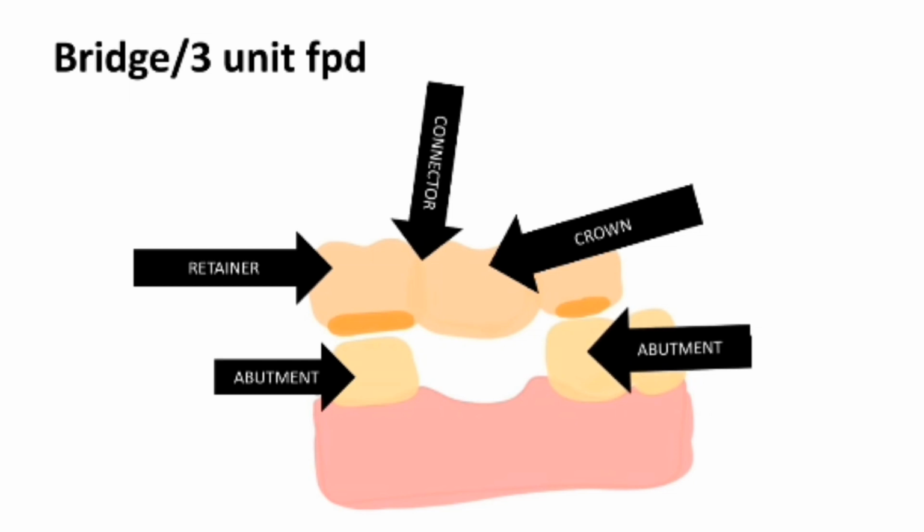The other one is the abutment. So abutment is a part of natural tooth, root or implant that serves to support and retain the bridge at one or both terminals. So remember, abutment is not a part of fixed partial denture. It is not part of the prosthesis. It is a part of the natural tooth that serves to support and retain the bridge.